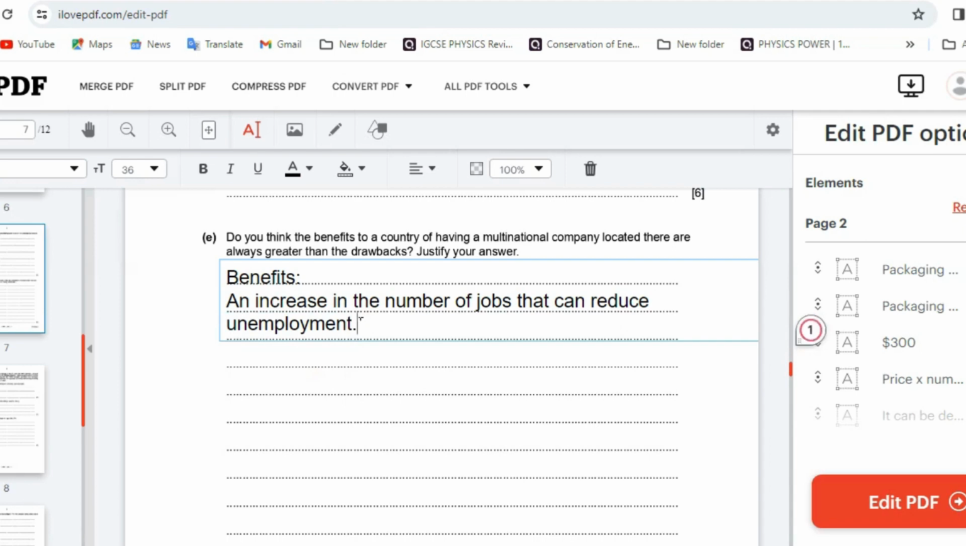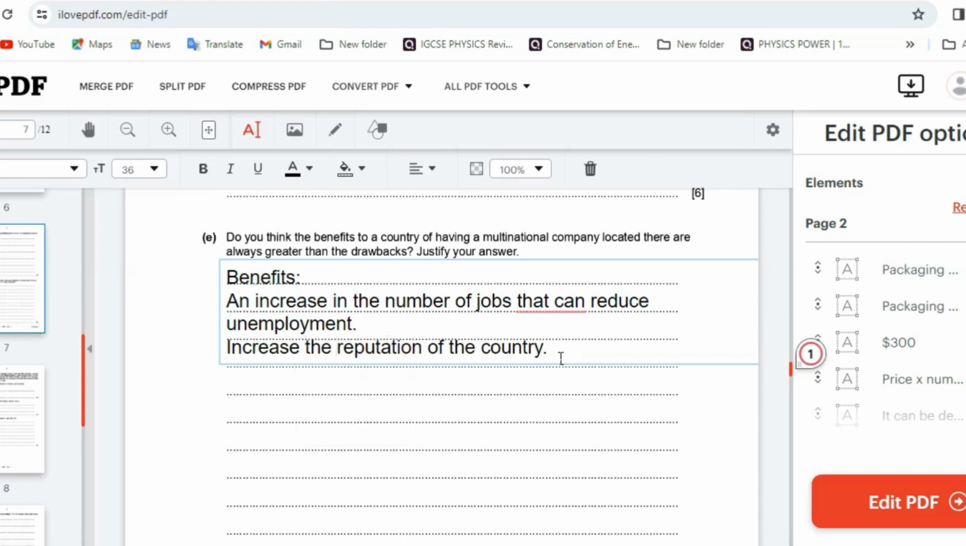Okay, another point is, it can also increase reputation. It also increases the reputation of the country, and that can actually encourage businesses to invest in their own country.